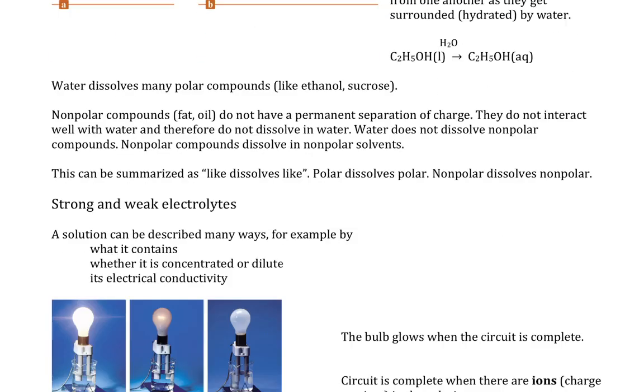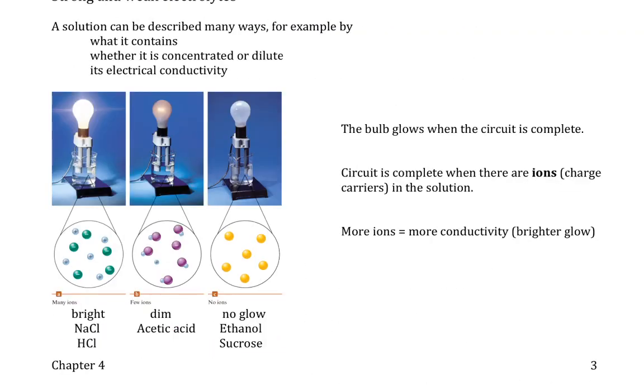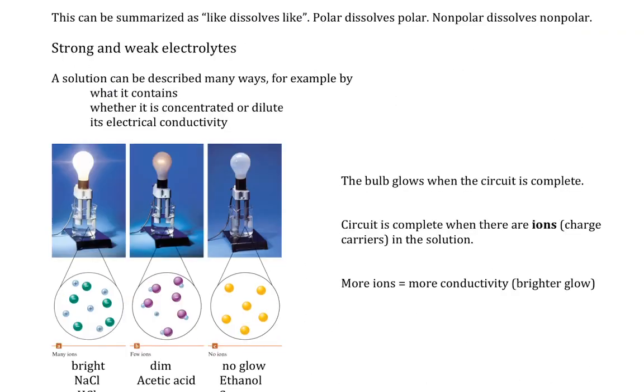All right, our next section is strong and weak electrolytes. A solution can be described many ways. For example, by what it contains, like maybe it's a sodium chloride solution, whether it's concentrated or dilute. Do we have a lot of sugar in our tea or just a little bit of sugar in our tea? It can also be described by its electrical conductivity, and that's what we're focused on in this section.